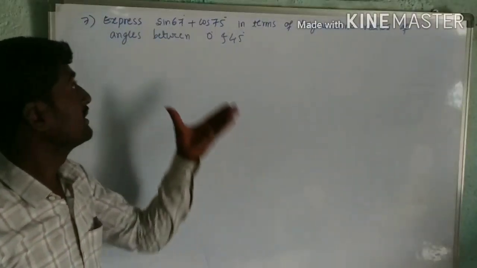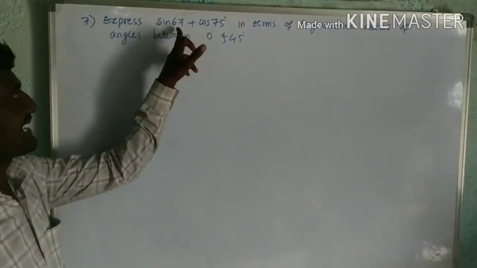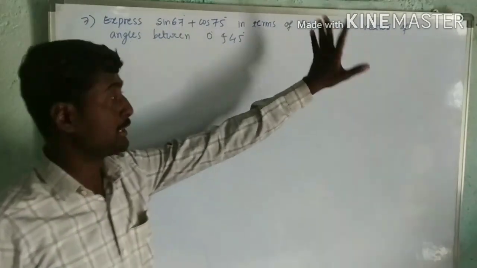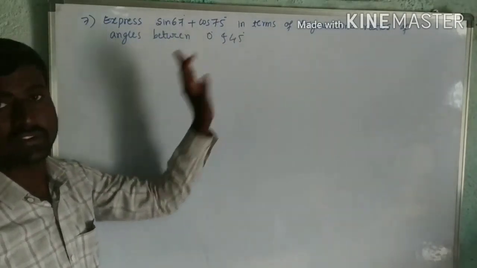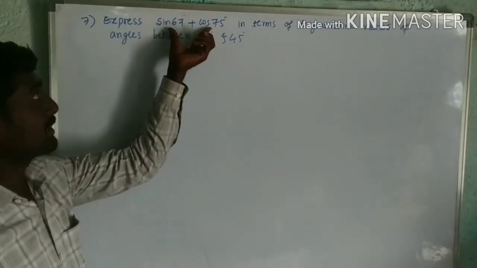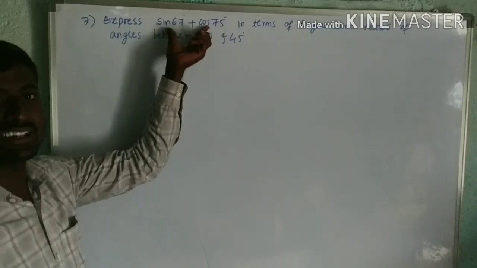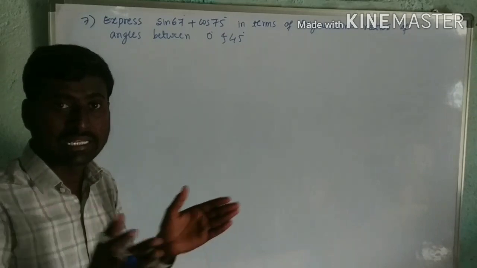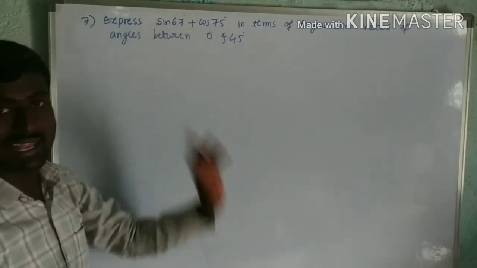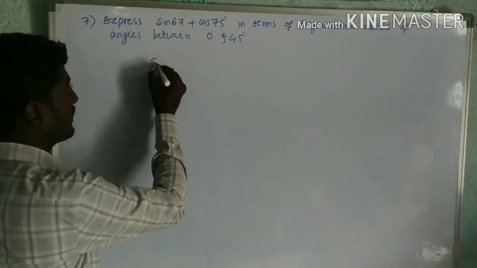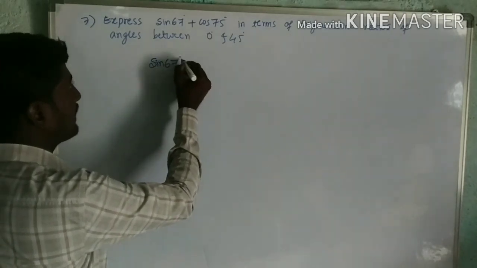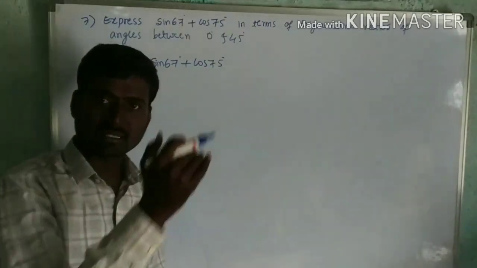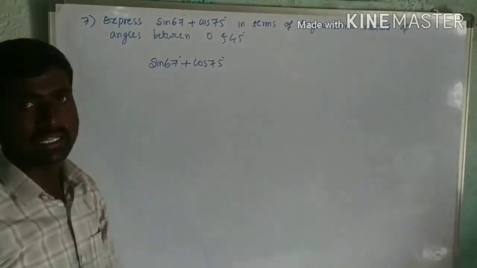Then the last question in the exercise: express sin 67 degree plus cos 75 degree in terms of trigonometric ratios of angles between 0 and 45 degree. Whatever the trigonometric functions may be, the angles must be between 0 and 45 degree. So I have to express these two angles. Let us take the first given condition, sin 67 degree plus cos 75 degree. I have to express these angles between 0 and 45 degree.